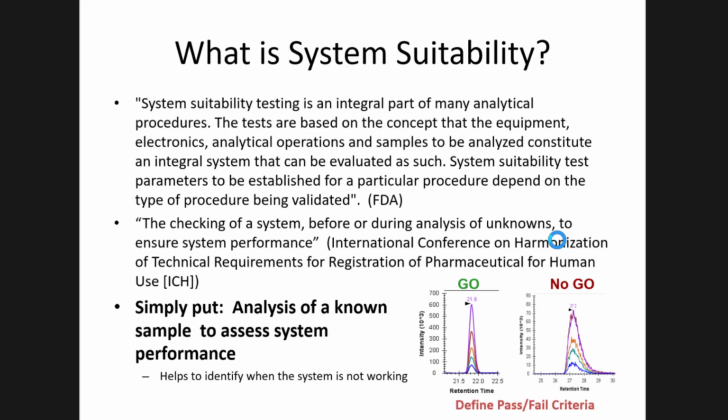So the idea here is we want to take our system that we're using in its entirety to run our samples, monitor a known sample, track its performance over time, and hopefully predict when the system might be beginning to go out of performance criteria that is acceptable. Also to monitor its performance and define an acceptable range of retention time shift or peak area variability.